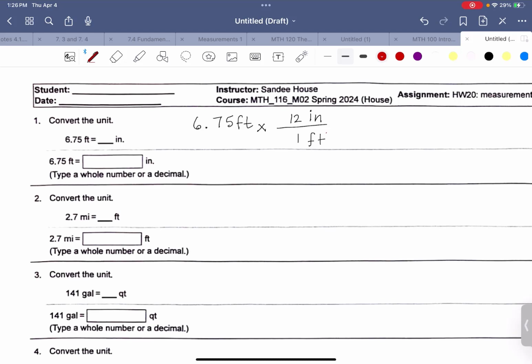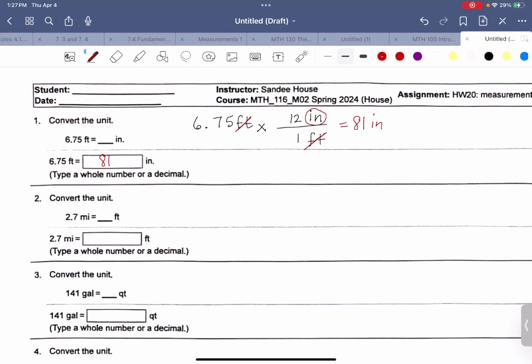So since feet are on the bottom and on the top, those will cancel out. And to get my final answer, all I have to do is 6.75 times 12. And when I do that, I get 81, and I also have the unit inches remaining. So my answer is 6.75 feet is 81 inches.